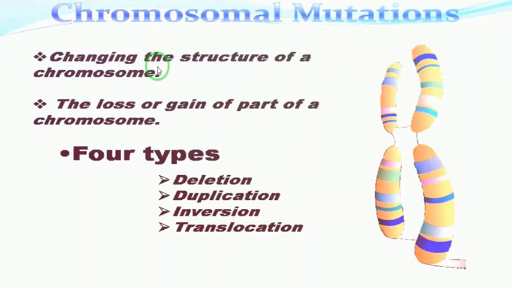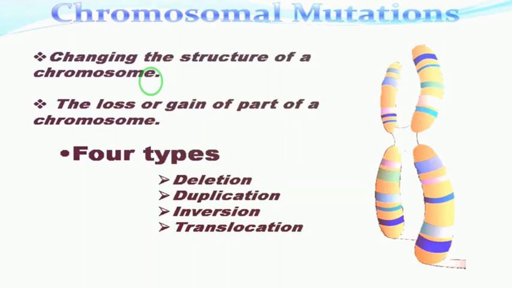This chromosomal mutation has two types: changes in the structure of chromosome, and another one, changes in the number of chromosome. First, changes in the structure of chromosome. Structural changes in the chromosomes usually occur due to errors in the cell division.